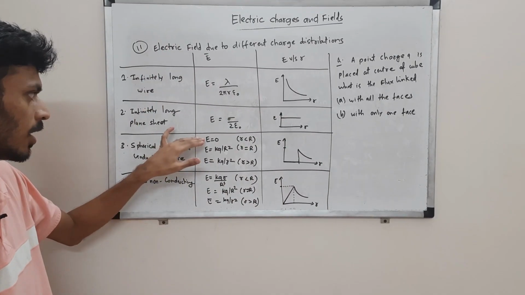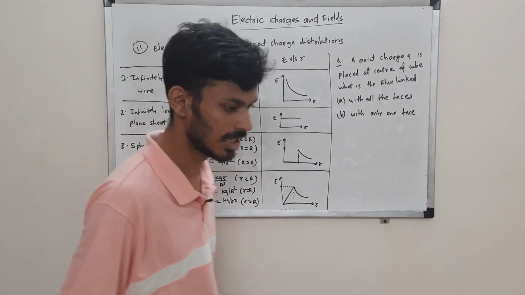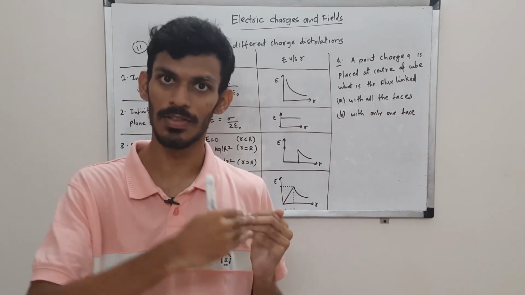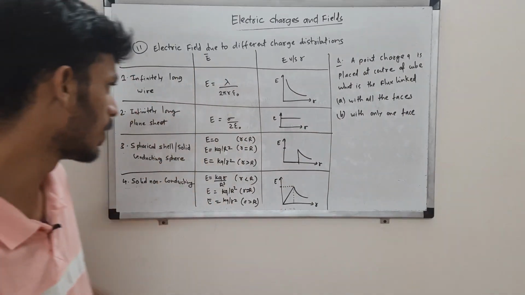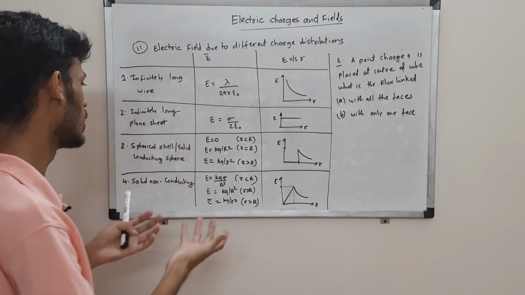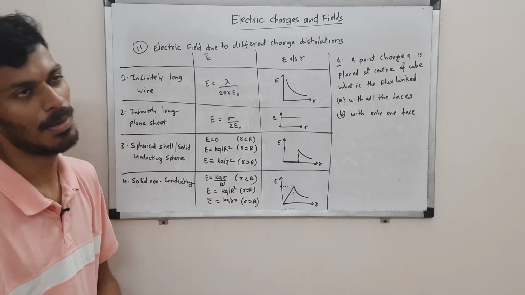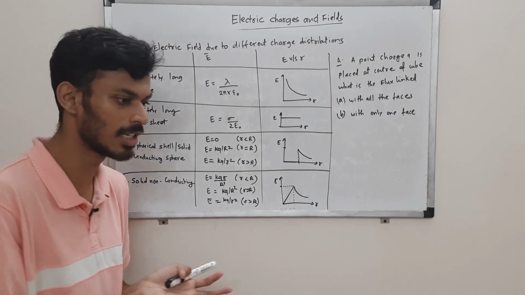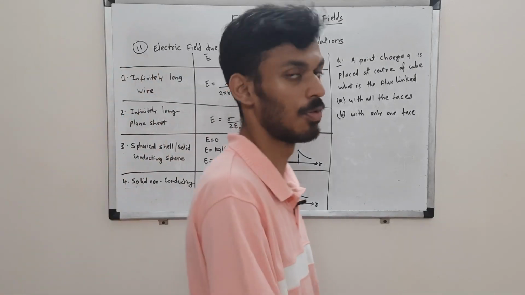Okay, so here there are three different cases. It can be inside the sphere, so electric field inside the sphere, on the surface of the sphere, and outside. Electric field inside the sphere is 0, in case of a spherical shell or solid conducting sphere, basically because the charge, as I said, is on the surface, right? So no charge enclosed, no flux, no field.